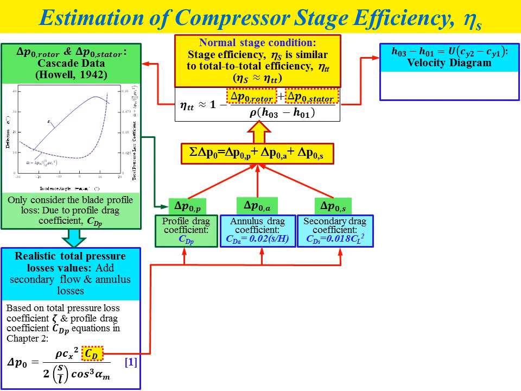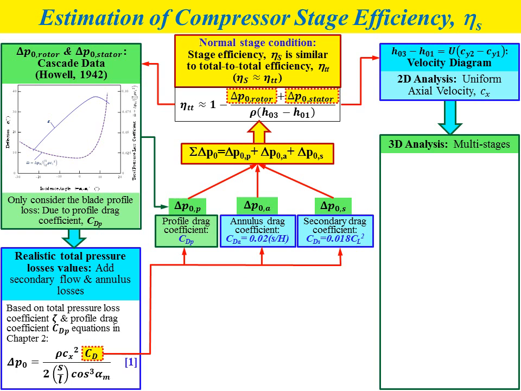of enthalpy difference or actual work, H03 minus H01 in the total efficiency equation. We know that H03 minus H01, based on the Euler equation, equals U times (Cy2 minus Cy1). This value we can determine by using the velocity diagram. However, this calculation is based on two-dimensional analysis, where we assume a constant axial velocity Cx throughout the compression process.